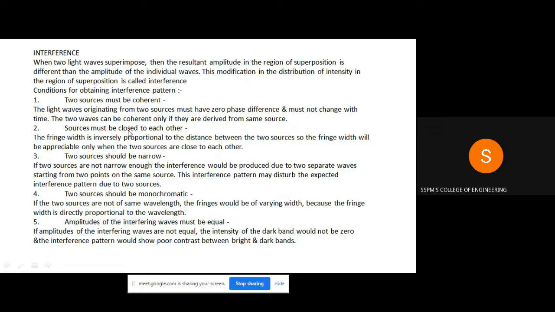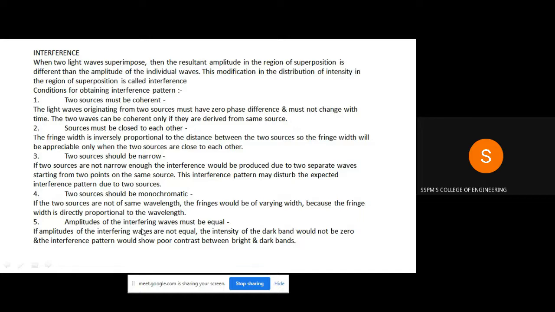Next, sources must be close to each other. They should be very close to each other. Then sources should be narrow. Then sources should be monochromatic. Monochromatic: chromatic means color, mono means single. Single color means single wavelength. Two sources should be monochromatic.